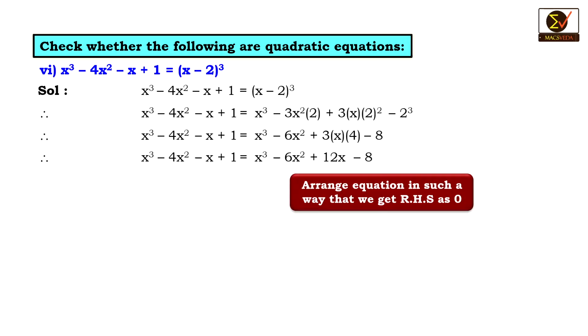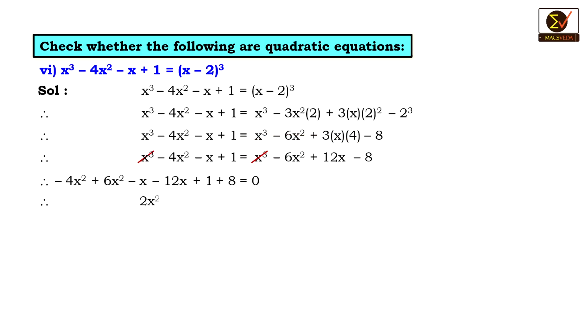So arrange so that we get right hand side is equal to 0, that is taking all the terms to the left side. So x cube on left side and x cube on right side get cancelled. So what you get, minus 4x square plus 6x square minus x minus 12x plus 1 plus 8 is equal to 0. So when you simplify this, you get 2x square minus 13x plus 9 is equal to 0. And here the highest index of the variable x is 2.